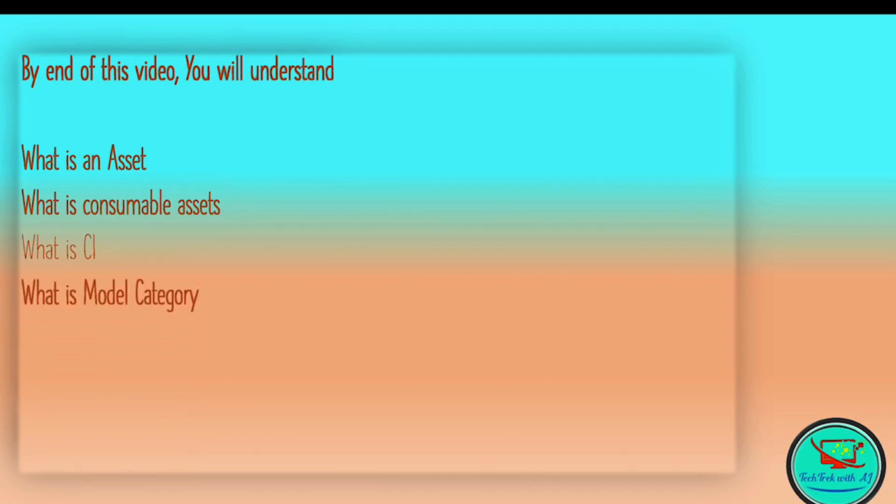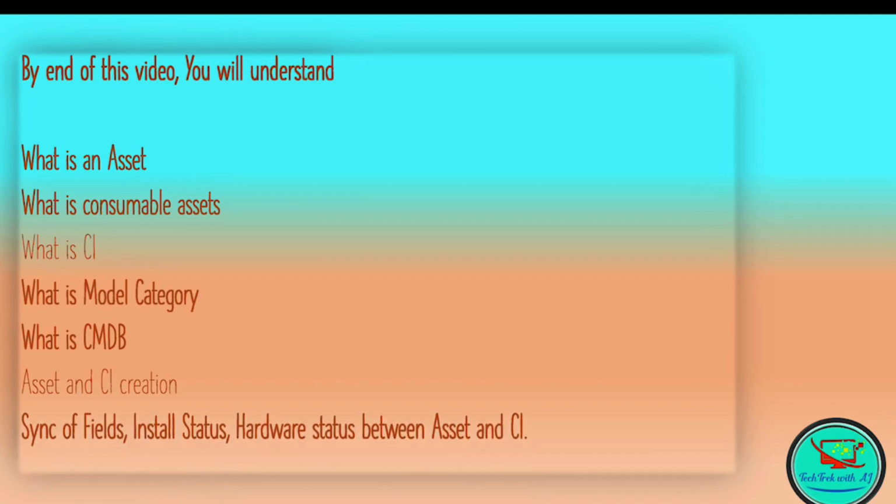By the end of this video you will understand what is an asset, what are consumable assets, what is CI, what is model category, what is CMDB, assets and CI creation, as well as sync of the fields install status and hardware status between asset and CI. So let's go and deep dive into those particular topics.